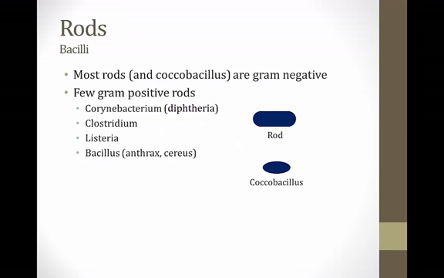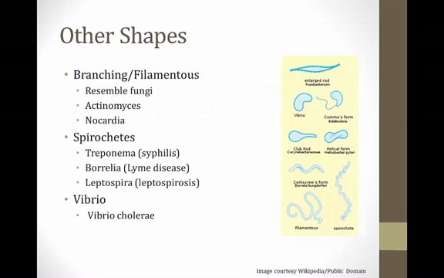Now let's talk about rods, which remember are also called bacilli. Most rods and most coccobacilli are gram-negative, and gram-negative rods are very severe infections that tend to make people very, very sick. There are just a few gram-positive rods. Corynebacterium, which causes diphtheria, is a gram-positive rod. So are Clostridia and Listeria and the Bacillus species, which cause anthrax, and B. cereus, which is a foodborne infection. But other than these couple exceptions right here, most of the times when you hear about a rod, you're talking about a gram-negative bacteria.